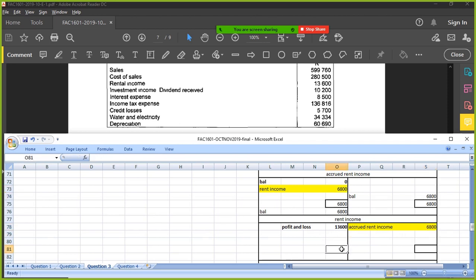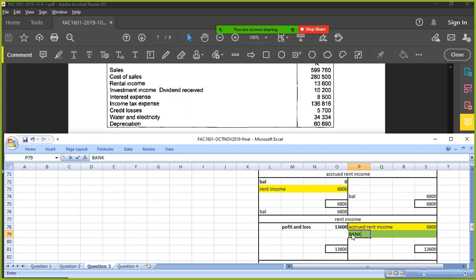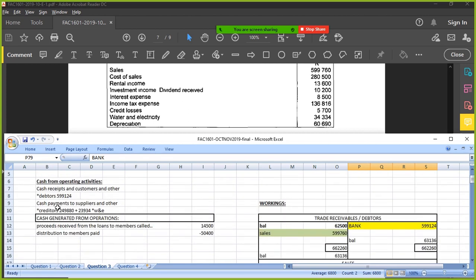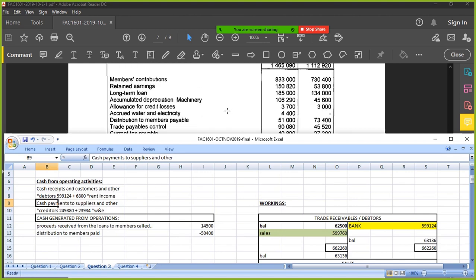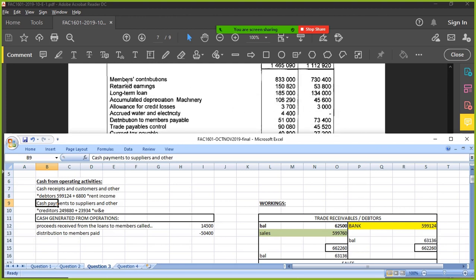6.8. Then obviously you're looking for bank. Bank went up, debit bank, credit rent income. You received 6.8. Great. So half of it was accrued and the other half was actually received. So 6.8 rent income. Go back. I've looked at that. Bank, I don't have to look at. Members' contribution, financing. Retained earnings, don't need.